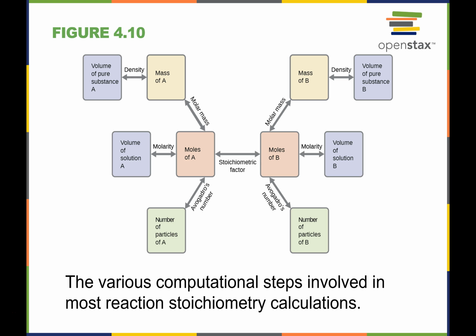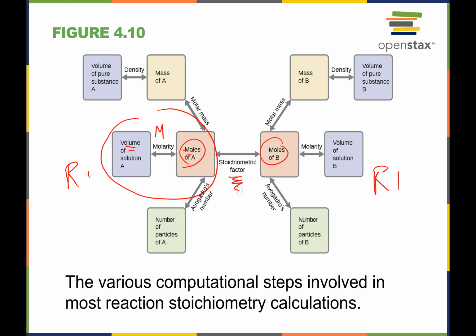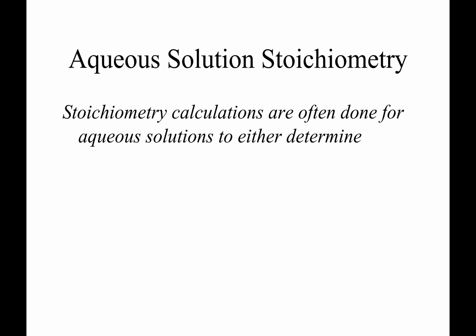This is a figure from your textbook, and more recently, like I said, we've been using molarity to go back and forth between volume and moles. Well, if you have two reactants, I'll call this R1 and R2, or a reactant and a product, once we have moles, we can go back and forth between moles of something to moles of something else using a stoichiometric ratio. And we already talked about all these other ways. Okay, stoichiometric calculations involving molarity, and molarity is our ticket to go back and forth between moles of a solute and volume of solution.